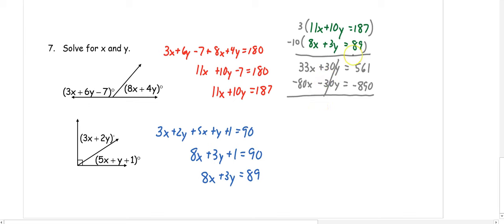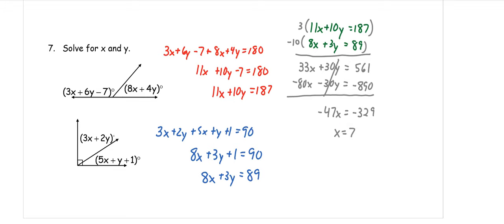So I'm left with, when I add straight down, negative 47x is equal to negative 329. When I divide by 47, I get x is 7.